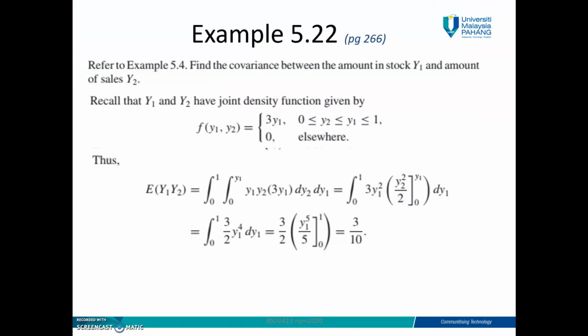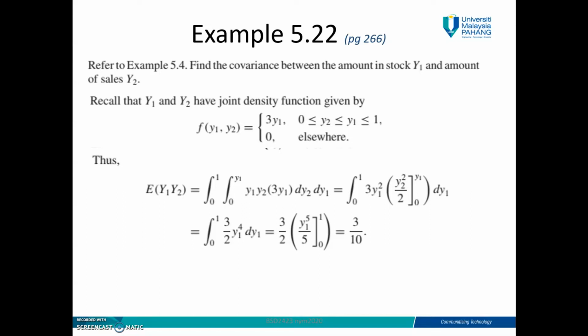Then example 5.22, refer to example 5.4, find the covariance between the amount in stock Y1 and the amount of sales Y2. If you remember, this one we have gasoline. Recall that Y1 and Y2 have the joint density function given like that: 3Y1, where Y2 is less than Y1, because Y1 is the supply and Y2 is the sales. The sales should be smaller than the stock. And Y1 is between 0 and 1.